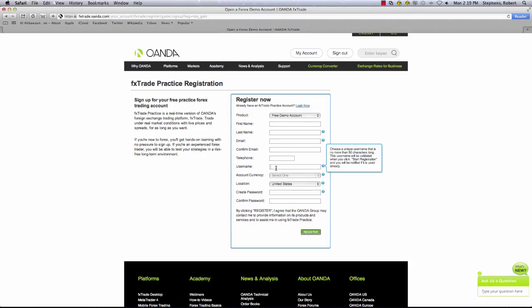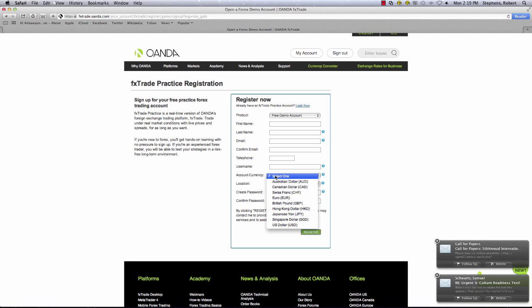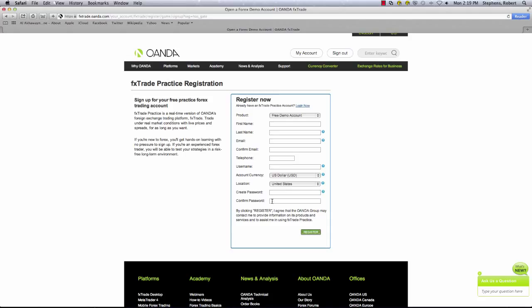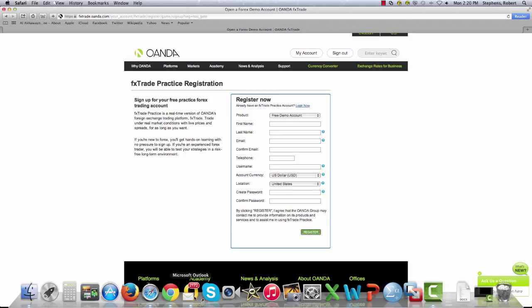You do have to select a username for yourself. For the account currency, select the US dollar. For your location, that is of course the United States, and then create your own password and confirm that password for your account. When you click register, what will happen is that they will then send you an email, and in my case it happened almost instantaneously, within a minute or so.